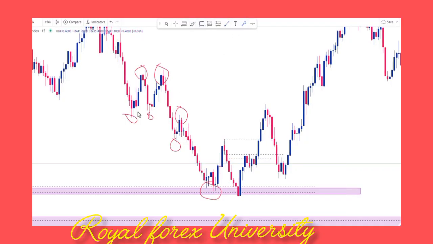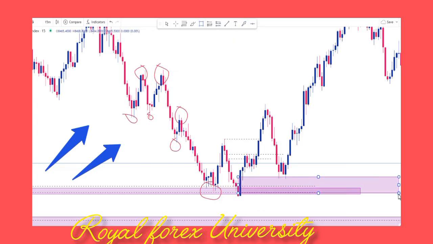We have a bullish bias from the 4-hour time frame, 1-hour time frame, and we have a bullish bias even in the 15 minutes. Since we have shifted structure, we are planning to go up, and all I did was wait for price to come to this area.